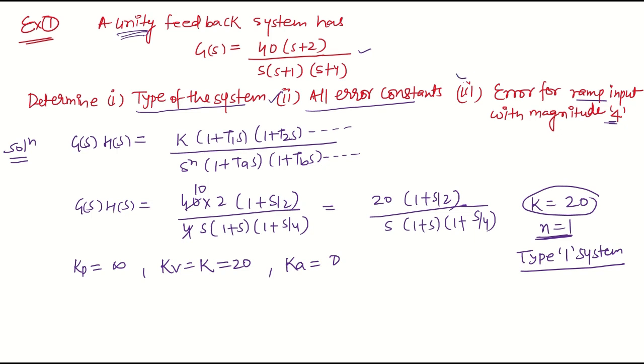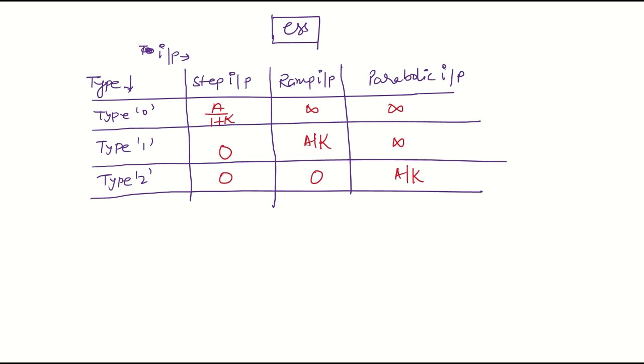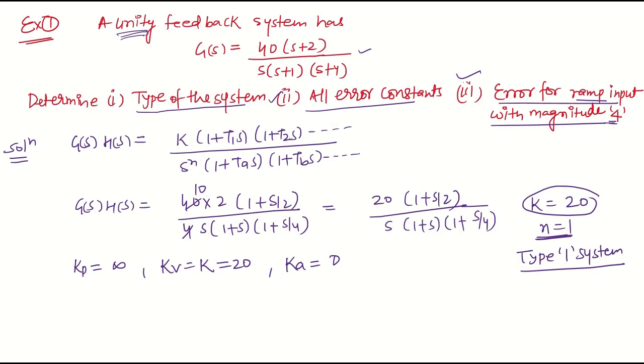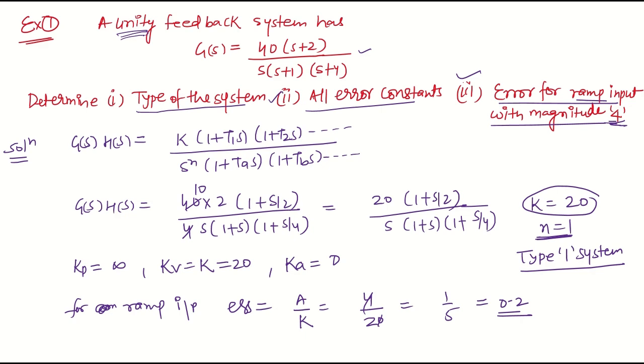Now in the third part, we want to calculate the steady state error for the ramp input with magnitude 4. For the ramp input for a type 1 system, the steady state error is A by K. So let us calculate this. For a ramp input, the value of steady state error is A by K. A is given as 4, the magnitude, and the value of K is 20. So this will be 4 by 20, which is 1 by 5, that is 0.2. So this is how we will solve the numerical problems based on the steady state error. Thank you.